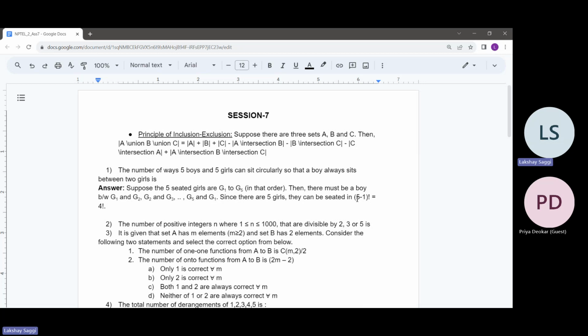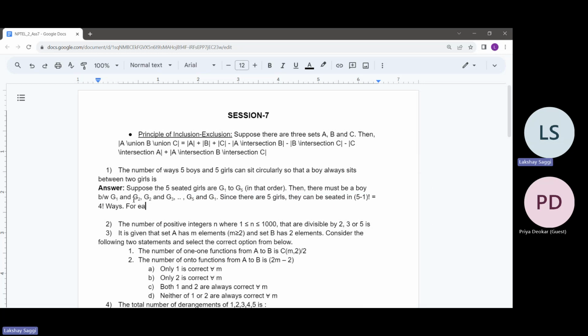Because in circular permutation, the permutation of a1 up to an is similar to the permutation a2, a3 up to an, and then a1. So yeah, stuff like that. So the 5 girls can be seated in 4 factorial ways, right?